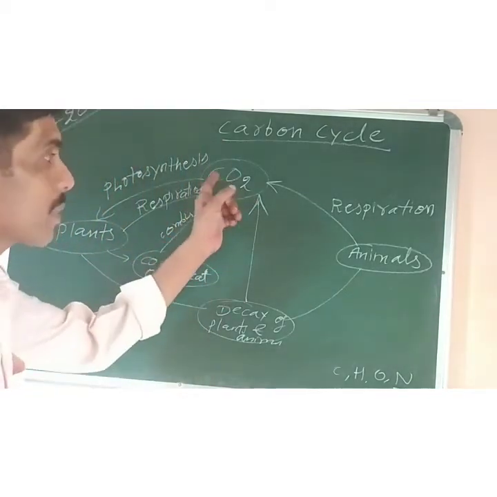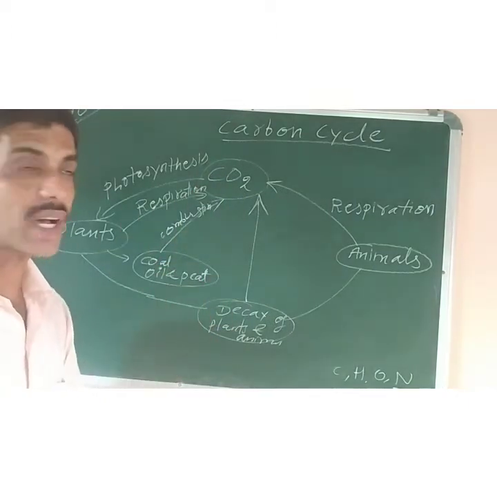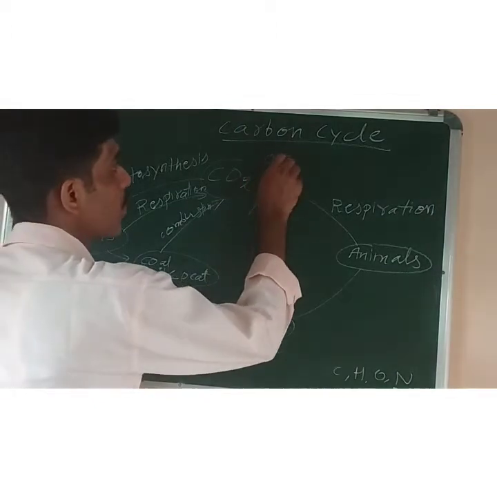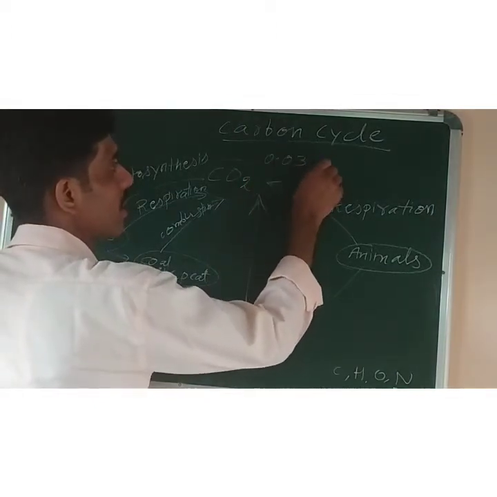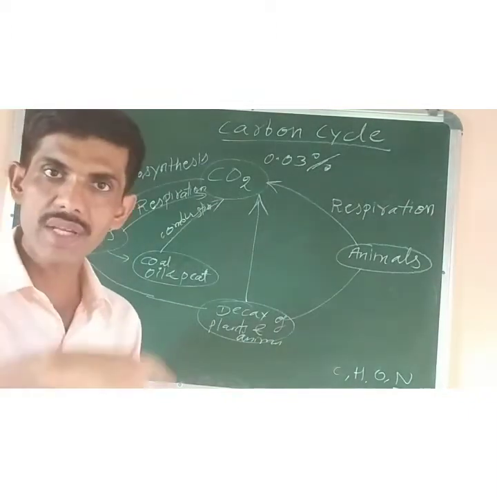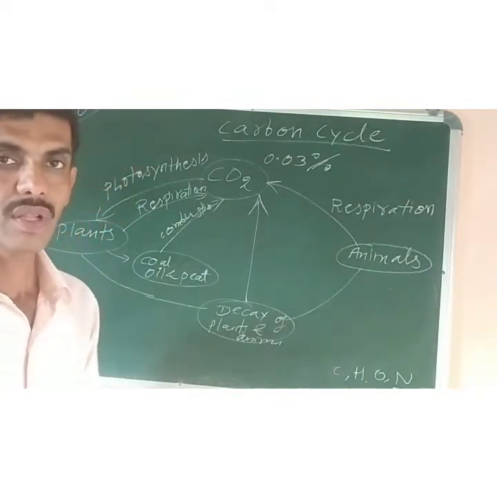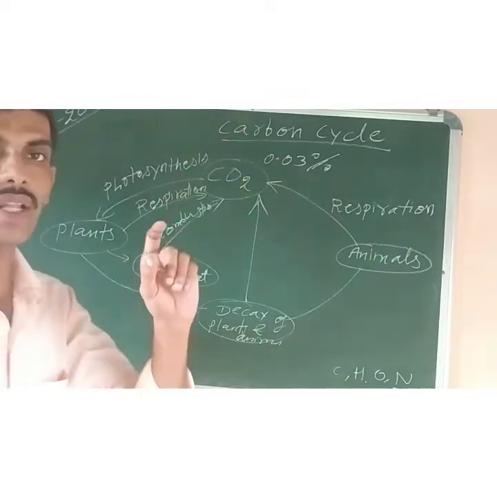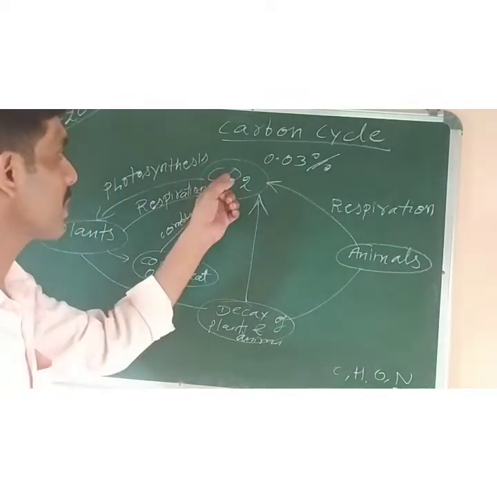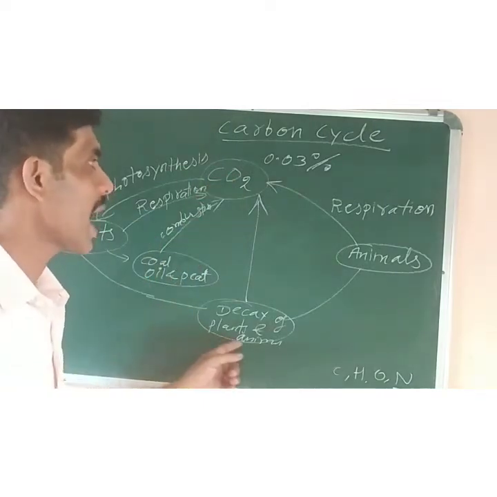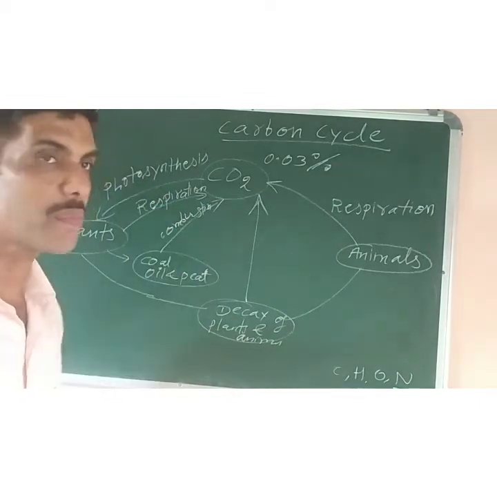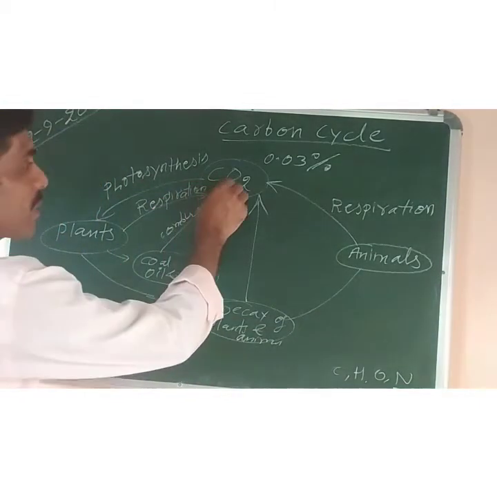The main source of carbon on the earth is carbon dioxide gas that is present in the atmosphere. It is 0.03% only. Now this carbon dioxide gas is circulated, or it moves. How to define the carbon cycle? The cyclic movement of carbon from the atmosphere to the earth and back to the atmosphere is called the carbon cycle.